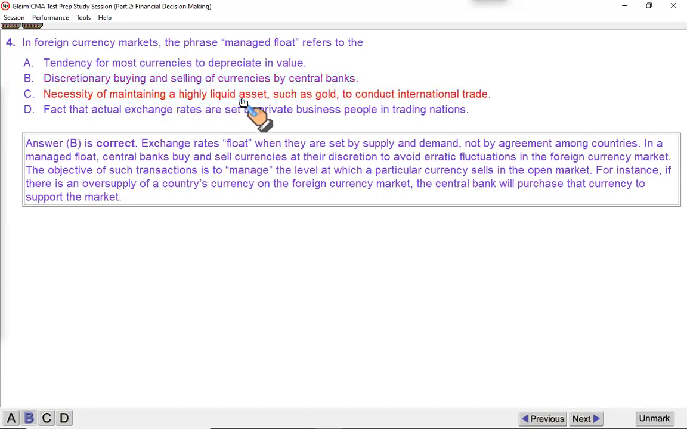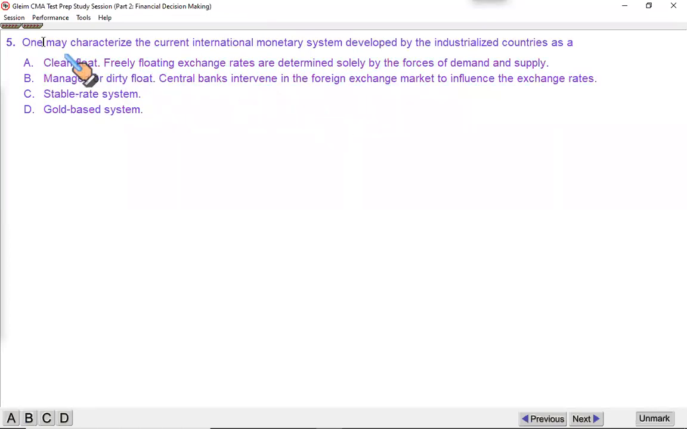Necessity of maintaining a highly liquid asset such as gold. Gold is no longer a part of the financial system. This is totally history. In 1973, after the Bretton Woods system ended, gold is no longer the basis of currency valuation or currency printing. The claim that actual exchange rates are set by private businesses is wrong. Exchange rates are not set by private businesses. Rather, they are set by the market forces of demand and supply. Wrong.